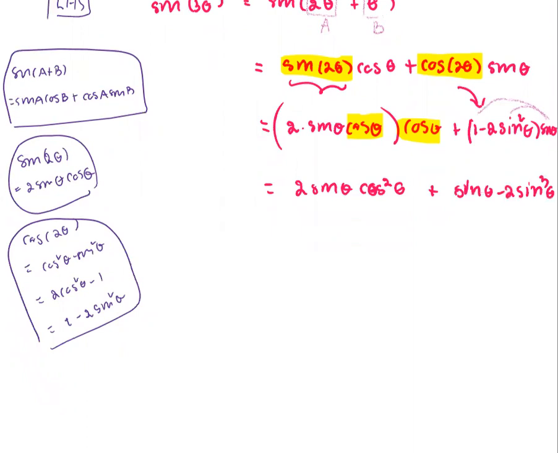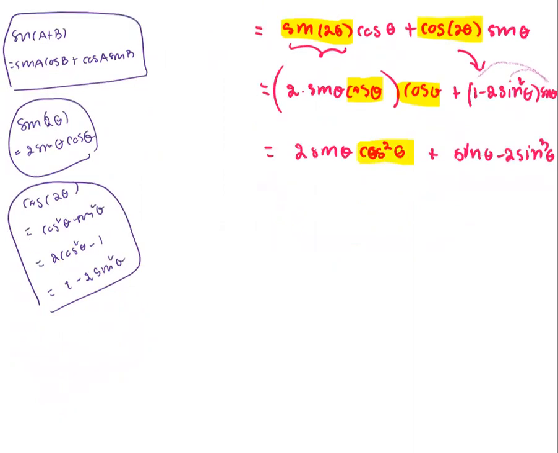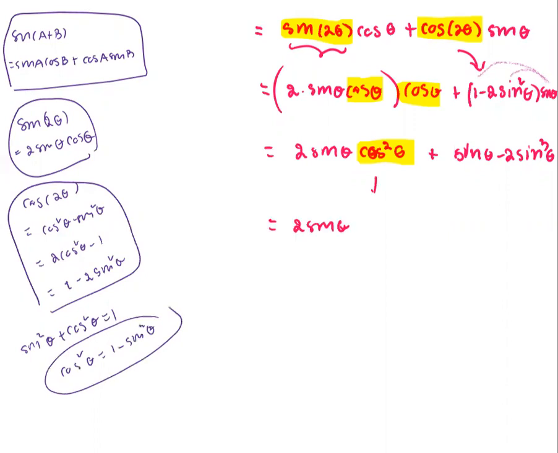And after that, we are going to replace the cosine squared theta with the Pythagorean identity, which is from sine squared theta plus cosine squared theta equals 1, or the cosine squared theta is the same as 1 minus sine squared theta. That means we have 2 times sine theta times 1 minus sine squared theta, and then added by sine theta minus 2 times sine to the third power of the angle theta.